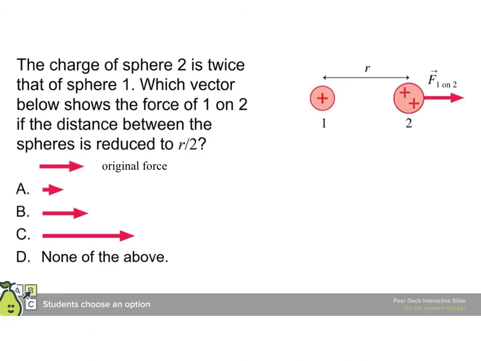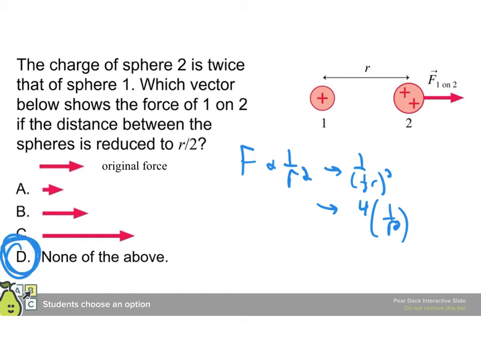All right, the charge of sphere 2 is twice that of sphere 1. Which vector below shows the force of 1 on 2 if we were to suddenly reduce the distance to 1/2 of r? Conveniently, the original force is here, and we can see that since the force is proportional to 1 over r squared, and this has become 1 over 1/2 r quantity squared, which is actually 4 times 1 over r squared, it should be 4 times as long. None of these existing vectors are 4 times as long. This is only barely twice. So therefore, almost a trick question, it's none of these.